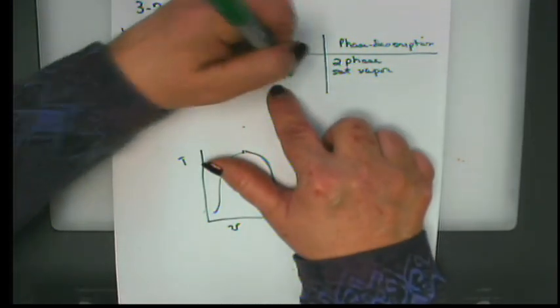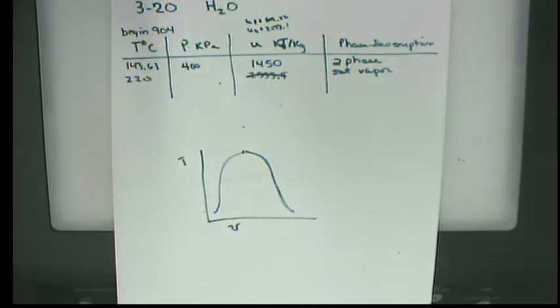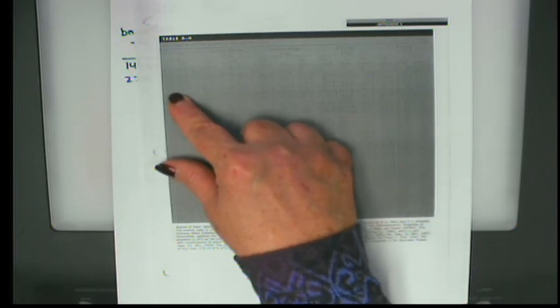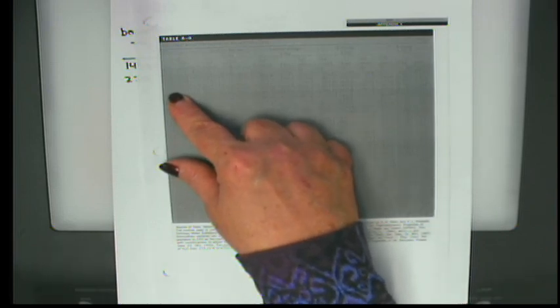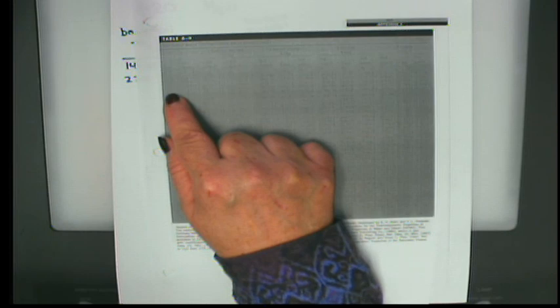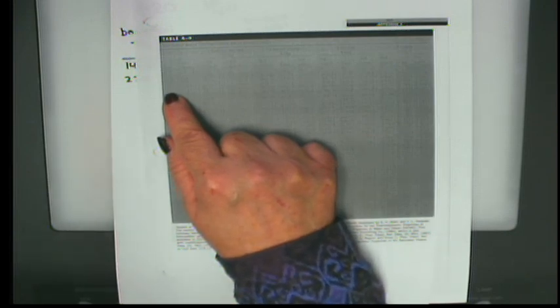Oh wait, this isn't correct. I'm sorry, I was working at the wrong temperature. Sorry about that. Got carried away. So let's go back to the appendix. And this time we're looking for temperature. It does though. You have to go to table A4, because if you're in A5, it's organized by pressure. So A4, yeah, very nice.